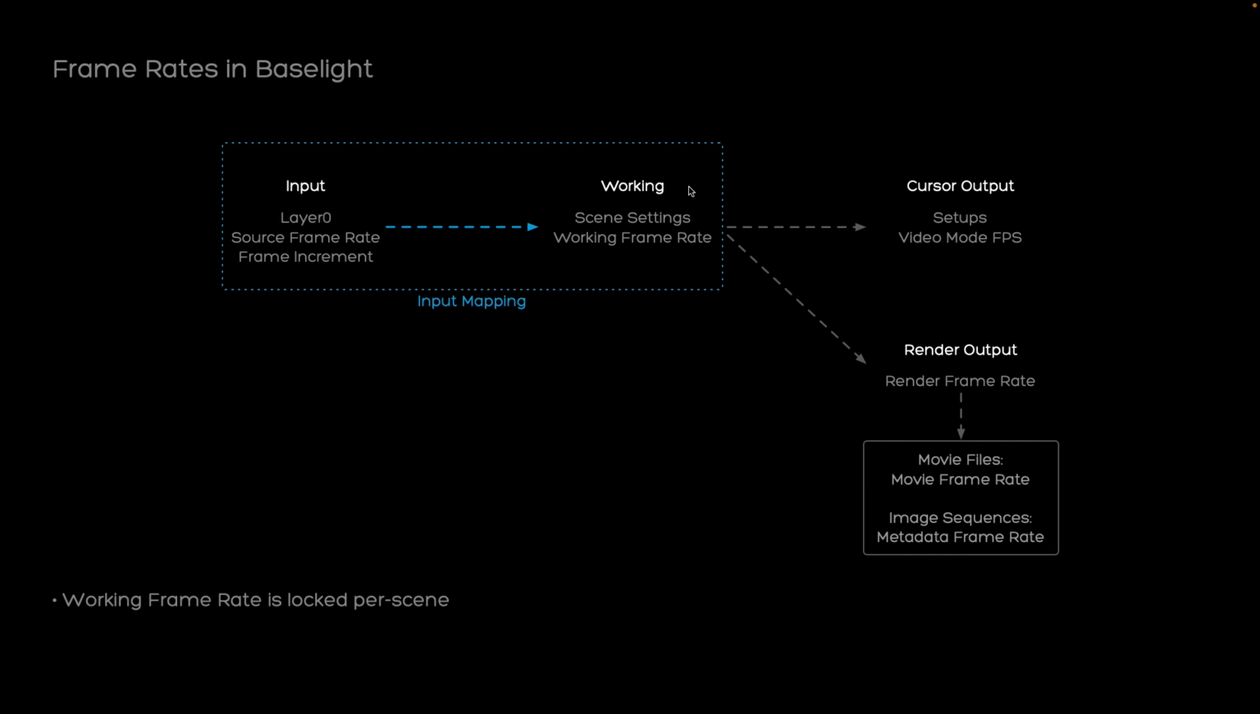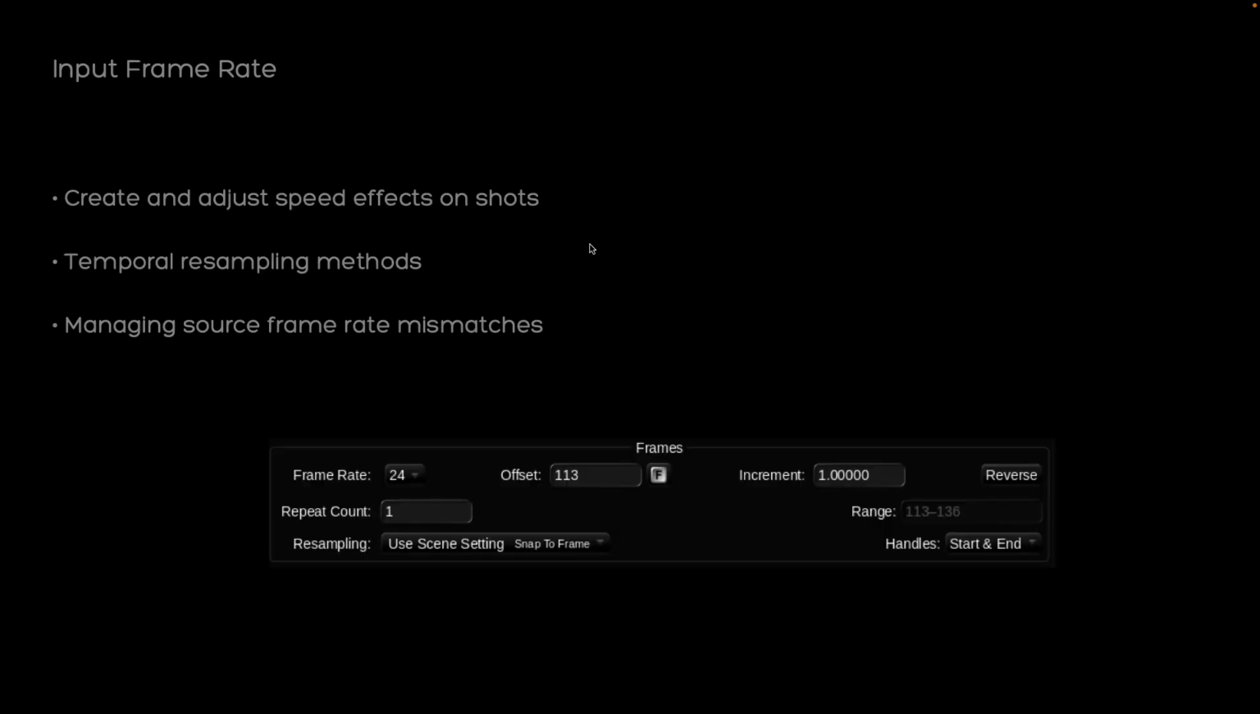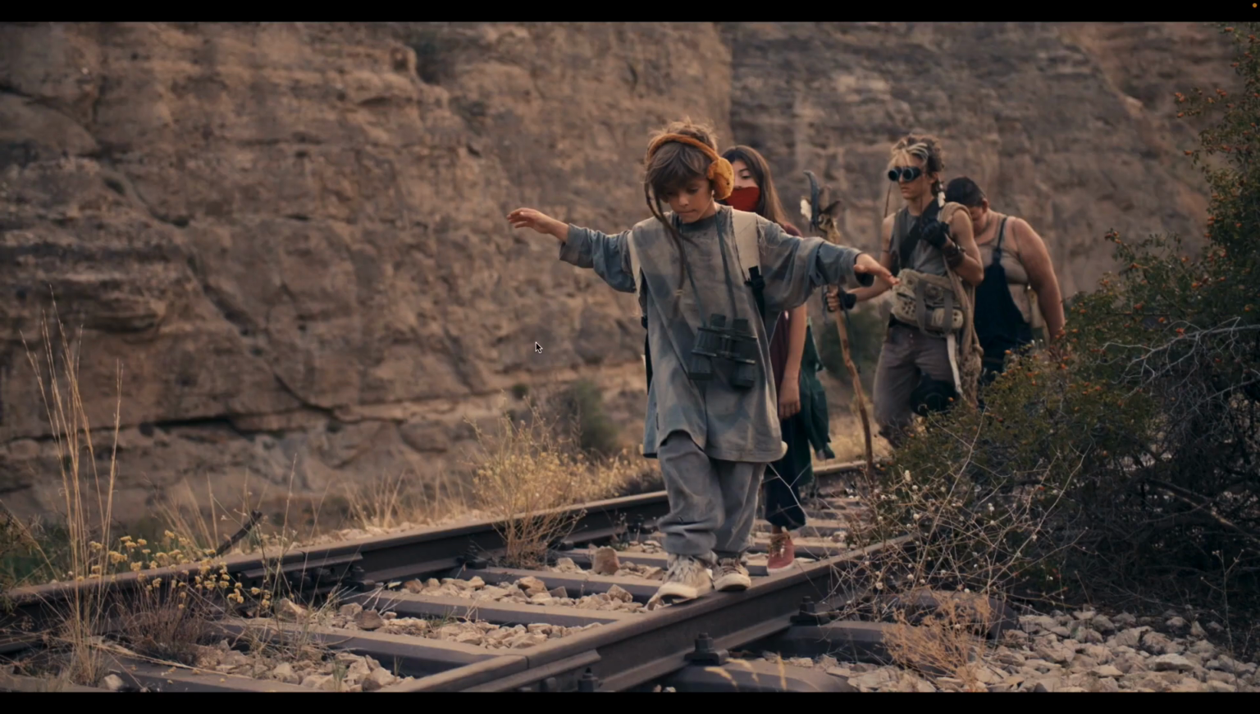In the next session, we will then focus on the second mapping here from working to output. For example, how to deliver to multiple frame rates from one scene. But today we will focus on the input mapping. So we will examine how do we create and adjust speed effects on shots, what different resampling methods do we have available, and how can we manage different source frame rates in one scene. Let's jump into the timeline.